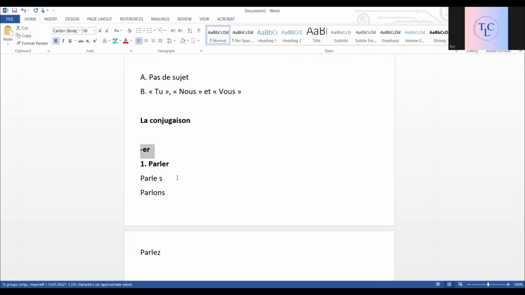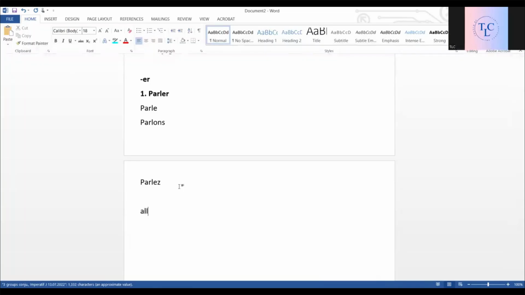It cannot be removed from the nous form or from any other verb, ir ending or re ending verbs. No, we don't do that. Only in the tu form of er ending verbs, we remove the S. The pronunciation doesn't change, but when we write, it changes. It's the same with aller. Aller is also er ending. So we have tu vas, but obviously without the subject, and we remove the S. Va, allons, allez, just like the present tense, but without the subject.